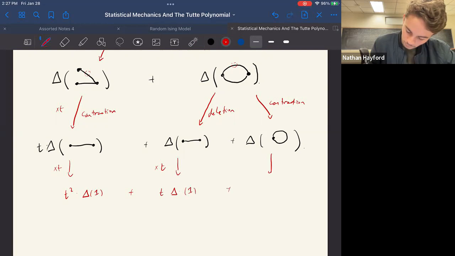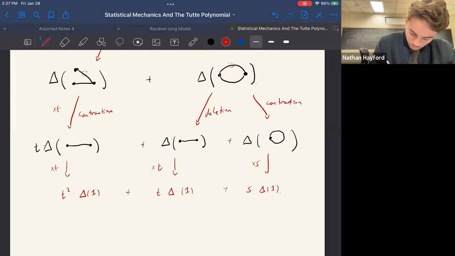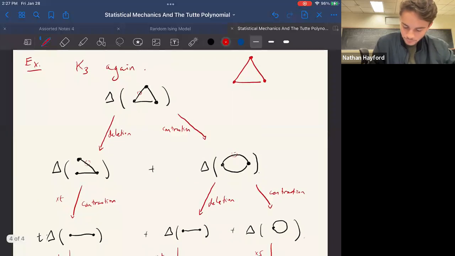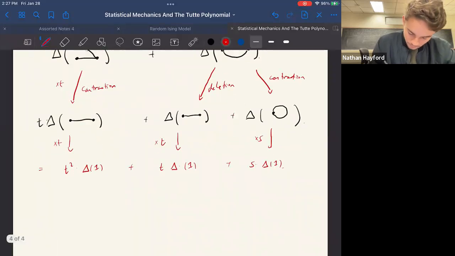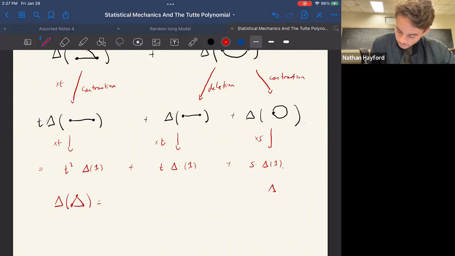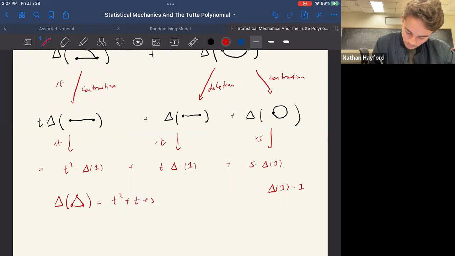And here it's a loop, so I multiply by s. And so what I end up with at the end is that the Tutte polynomial of K3 is, well, exactly what I got before. So again, you can easily compute the delta of 1 is 1. And so I get that the Tutte polynomial of K3 is t squared plus t plus s.